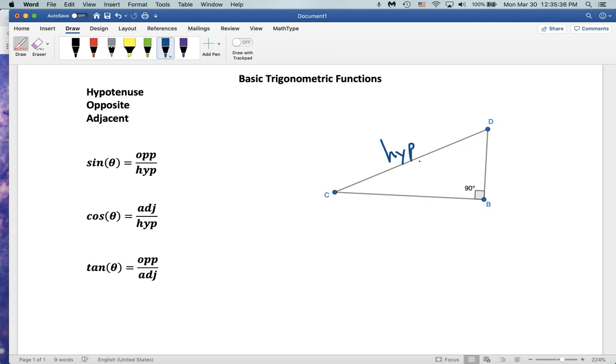Another way to think about the hypotenuse, it's always the side that does not form the right angle. If you'll notice, side BD and side BC form the 90-degree angle. This side over here, if I was to even just remove that line, you could still see the right angle. That line that doesn't form the 90 degrees is always the hypotenuse. Now, the hypotenuse will always be the same regardless of what trig function you're doing and what angle you're referring to. But the opposite and adjacent sides can vary depending on what angle you refer to.